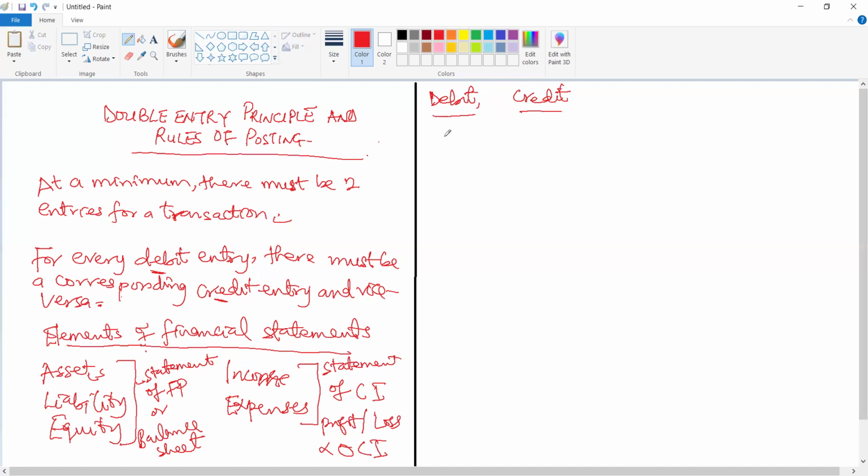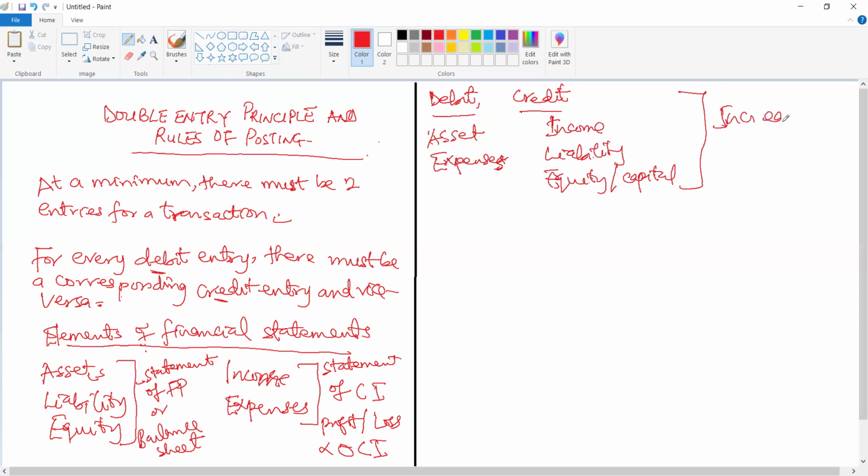Now, what you are going to say here is that debit increases assets and it also increases expenses, while credits increase income, liability, and equity or capital. So all of these are when you are increasing.